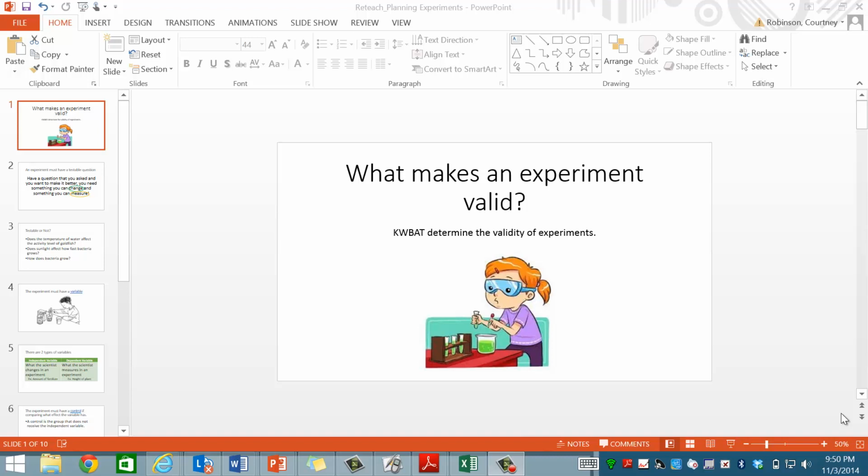Hey Kipsters, today we're going to review something from Unit 1 about what makes an experiment valid. By the end of this lesson, you will be able to determine the validity of experiments. Let's get started.